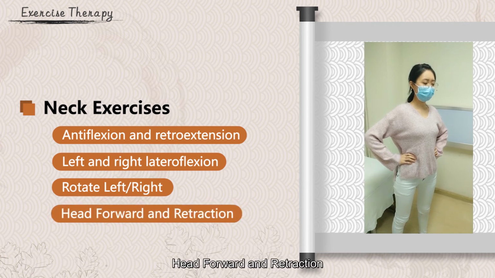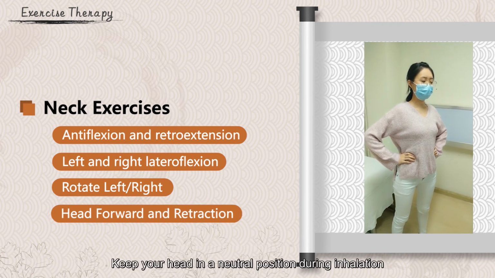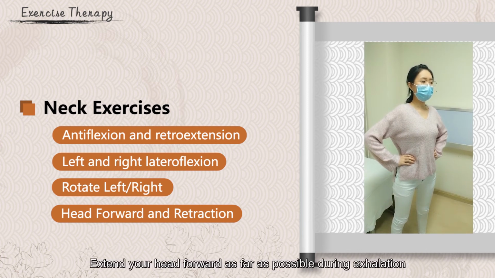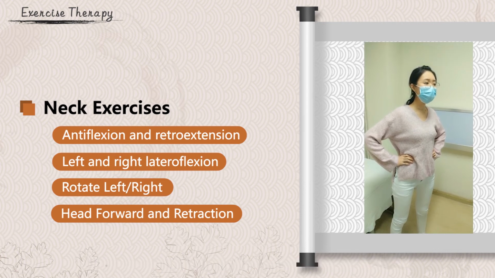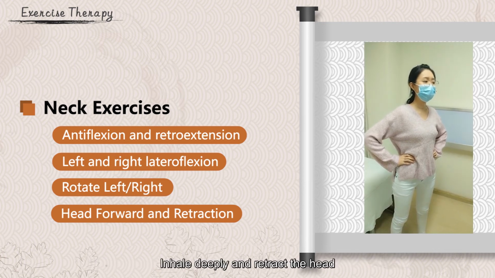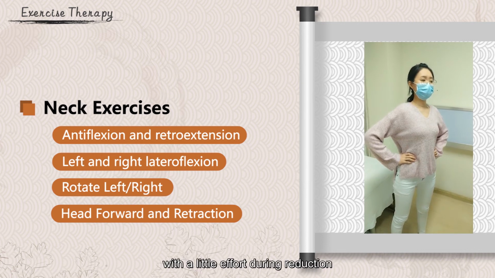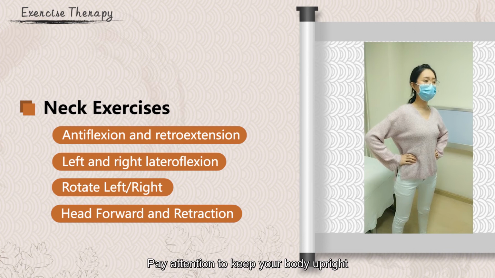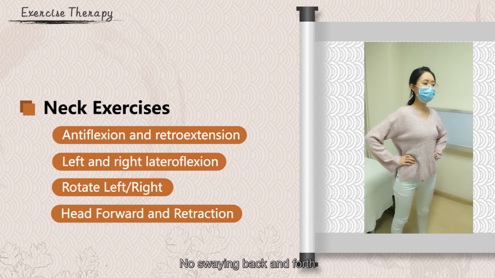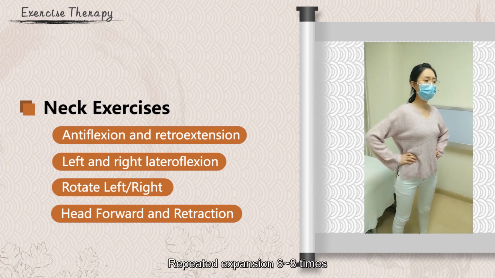Head forward and retraction. Keep your head in the central position while inhaling. Extend your head forward as far as possible while exhaling. Inhale deeply and retract the head with a little effort. Pay attention to keep your body upright. Swing back and forth slowly. Repeat 6 to 8 times.